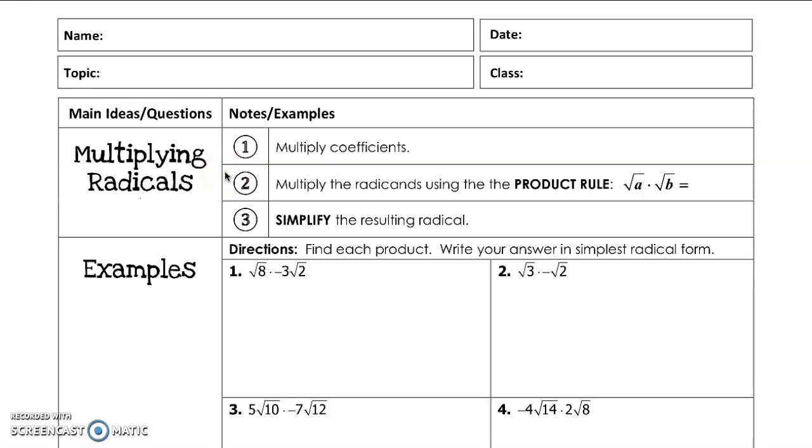This is notes page 11-7. So we are going to continue working with radicals. Every time you work with radicals, you will have to simplify, which is what it says in step 3. So our steps are to multiply your coefficients, your outside numbers, and then you multiply the inside numbers.